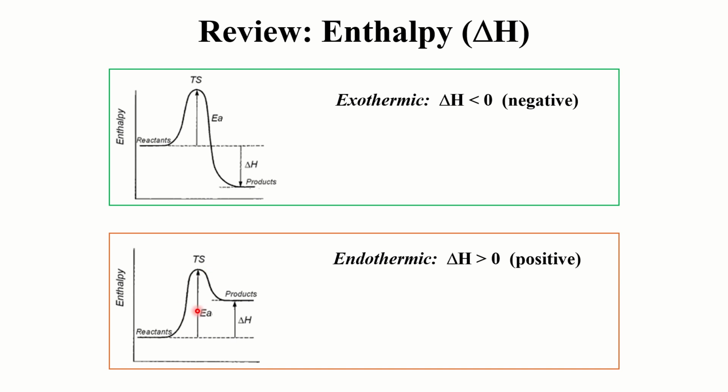However, here, with an endothermic reaction where delta H is greater than 0, we should note that the products have more energy than the reactants. So not only do we have an activation energy barrier to overcome, but we have to overall input energy into this reaction for it to proceed.